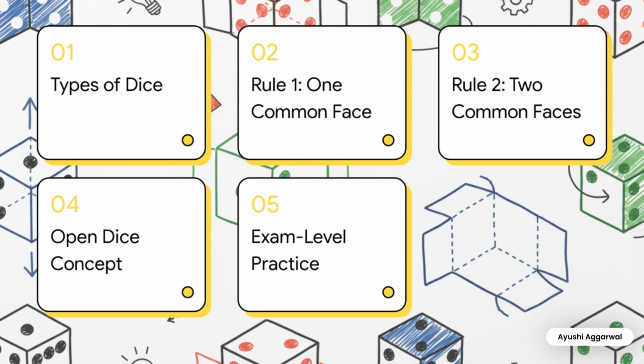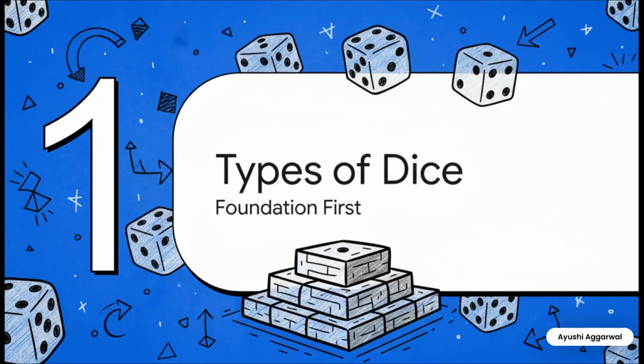Alright, so here's our game plan for today. We're going to start with the types of dice, then learn 2 golden rules for solving them. We'll tackle the open dice concept, and then wrap it all up with some real exam-level practice. Ready? Let's do this. Okay, first things first. Let's start with the absolute basics, because to master any trick, you've got to have a solid foundation, right?